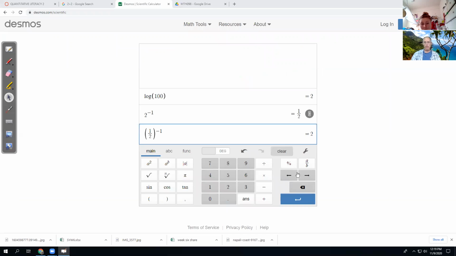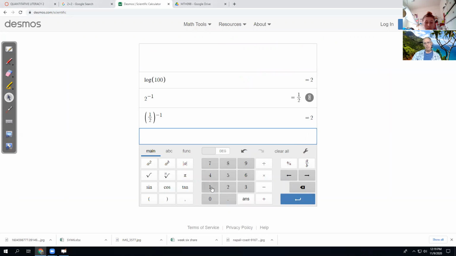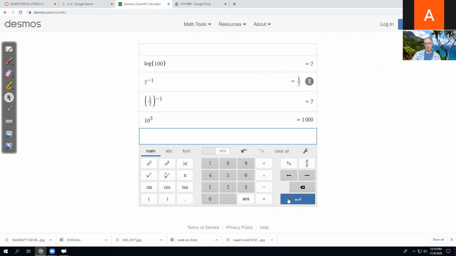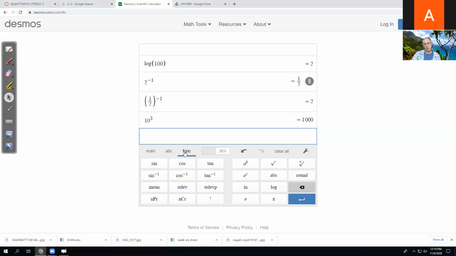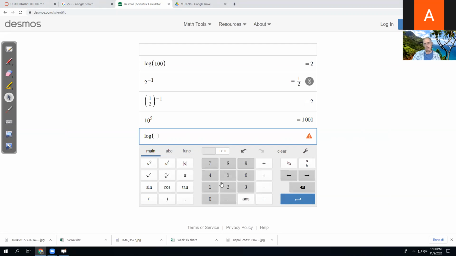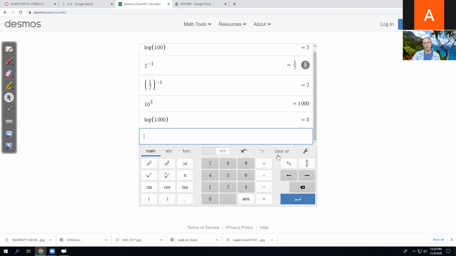So just double check. If I take 10 and raise it to the power 3, I should get 1,000. Now on your calculator, you'll learn how to find a logarithm on your calculator. If you're using Desmos, then you have to go to function, F-U-N-C for function, and then find log, L-O-G there. And then I can type in, go back to main, and I can type 1,000. If you're using Desmos on your phone, it looks a little bit different. Close your parentheses, hit enter, calculator says 3.